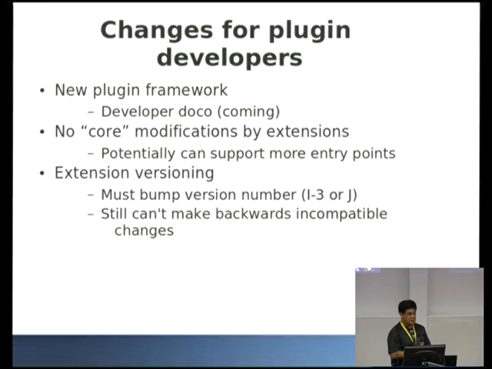For plugin developers, there's a new framework. We need to write some doco for it. Otherwise, at the moment, you kind of have to resort to reading existing plugins, which I don't really want people to have to do. You shouldn't have to modify other extensions to put your extension in anymore. If you do, something's gone wrong, and please tell us. And we need to start bumping version numbers on extensions too. You still can't make backwards incompatible changes, but at least you can notify clients when you're offering new functionality. For backwards incompatible changes, we'll still need to do major version bumps.